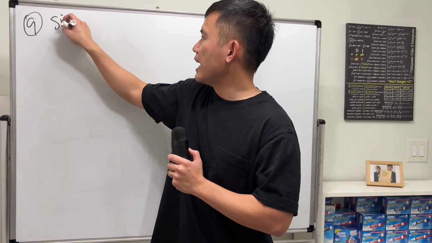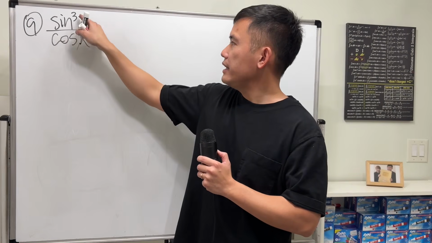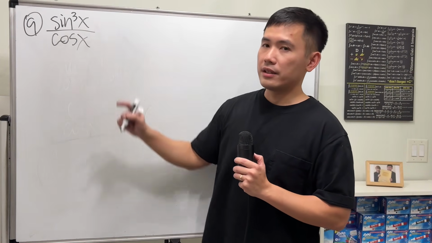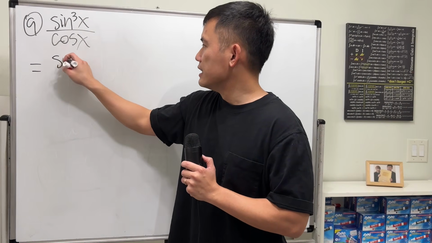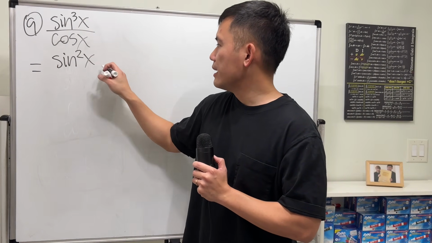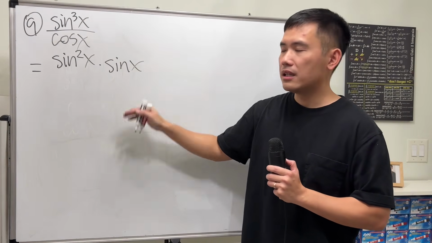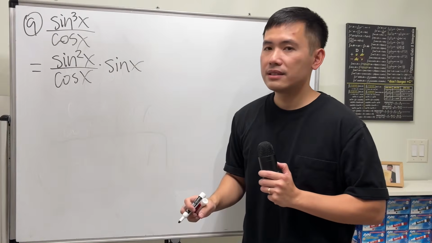Number 9. Here we have sine to the third power x over cosine of x. And they are both with an odd power. In that case, go with the one on the top. Break it down. Write it as sine square x and then times sine x right here. Just put one of the sine x on the side. And then we still have the denominator cosine x.